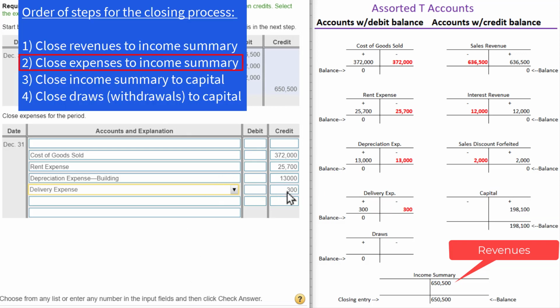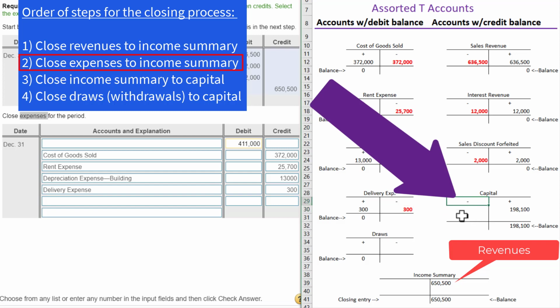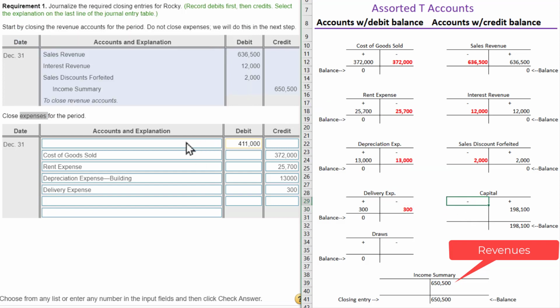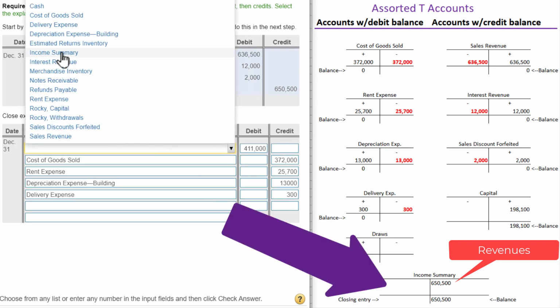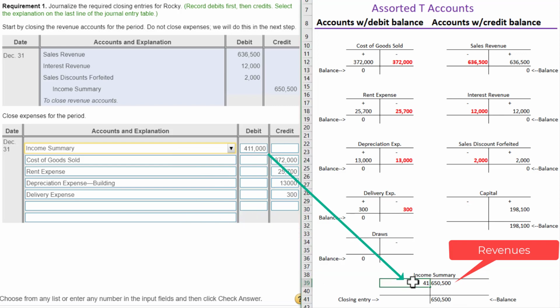So the next question is, what account, well, first of all, let's figure out what the balancing amount is. So let's add this, plus this, plus this, plus this to get our debit amount, and we should get $411,000. So what account do we close this to? Now remember, expenses lower capital, but we're not going to close it directly to capital. We're going to close it temporarily to income summary. So I'm going to now post this down here to income summary so we can easily figure out what our balance is.